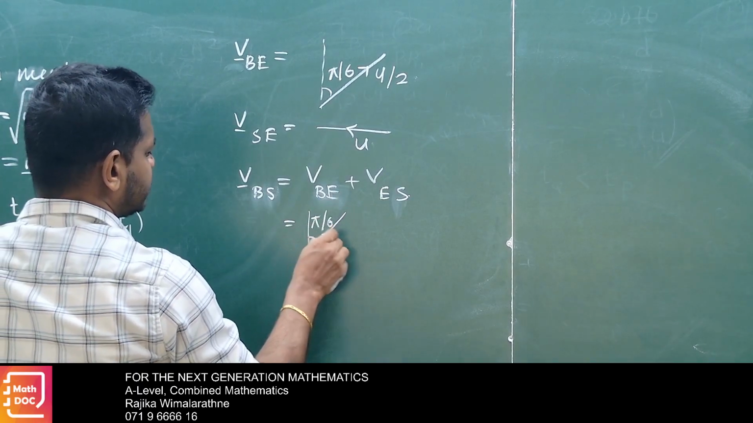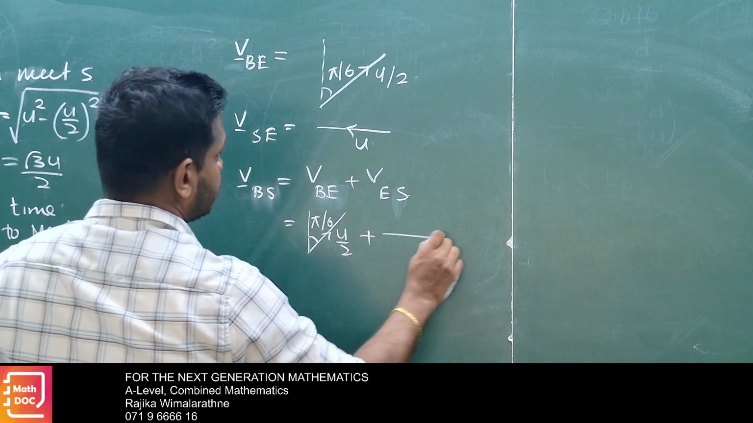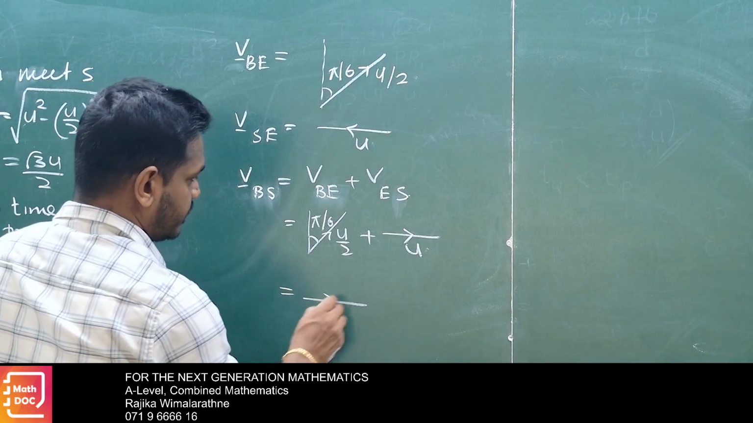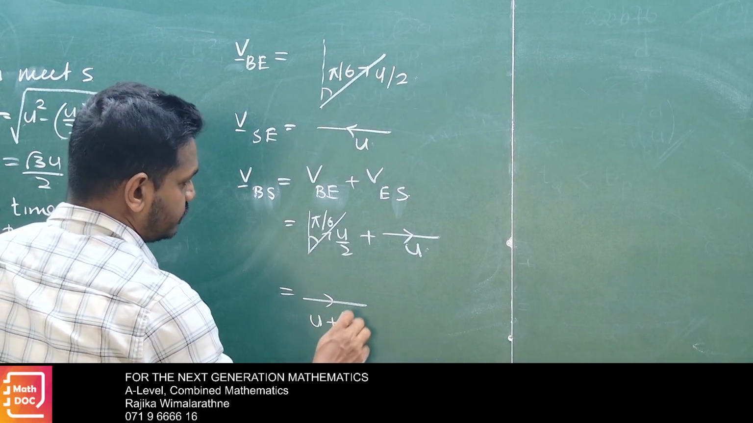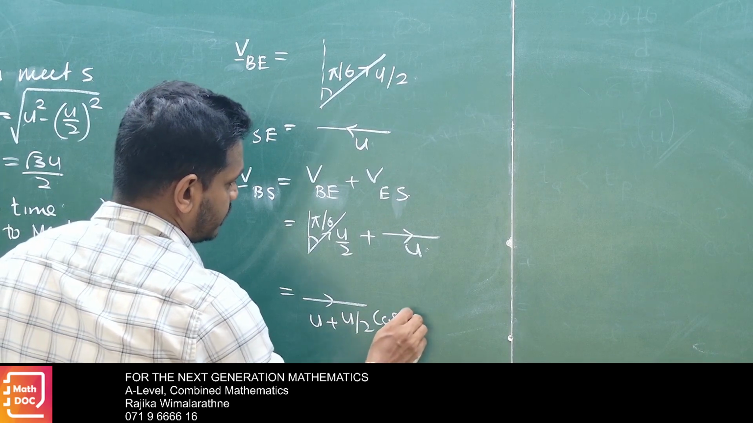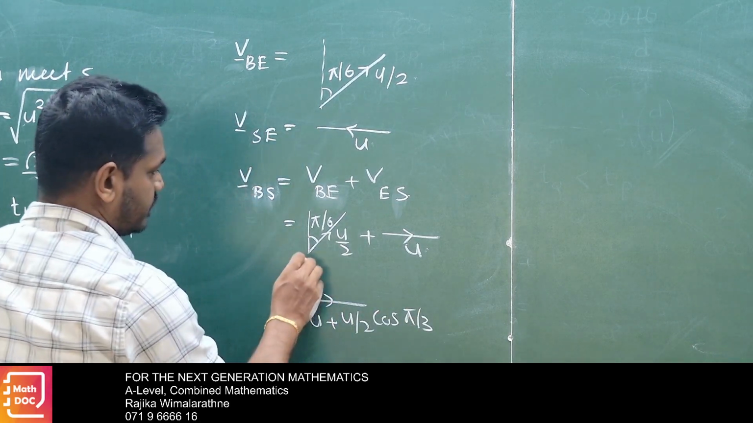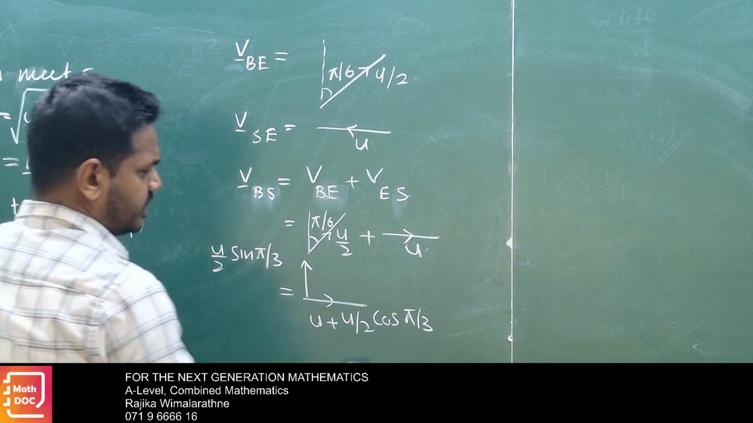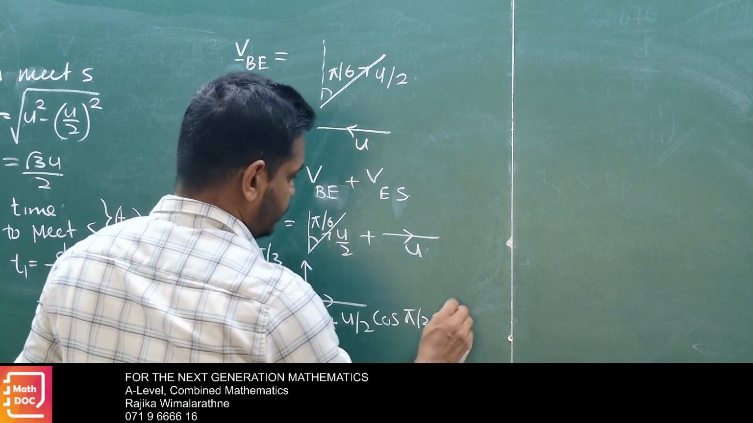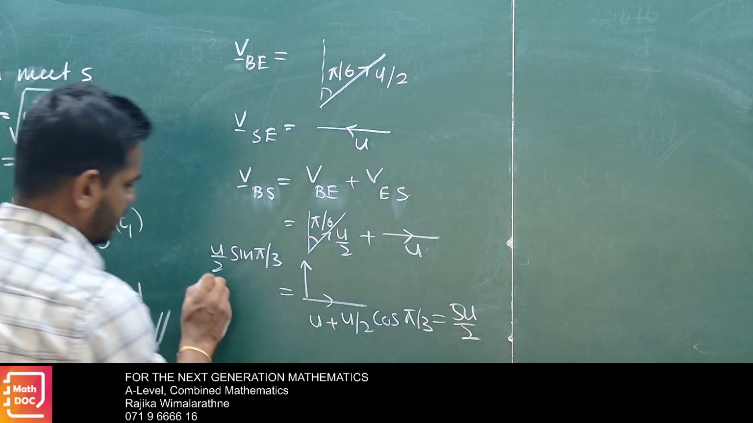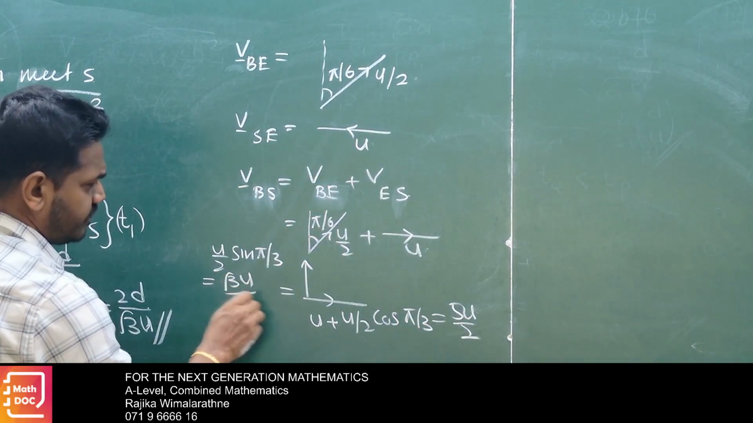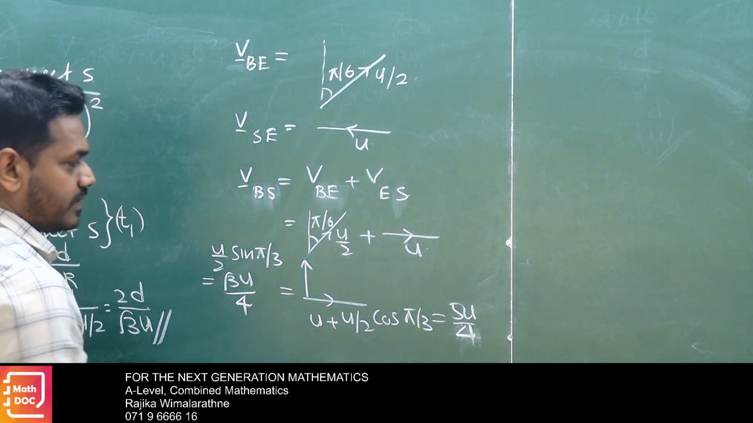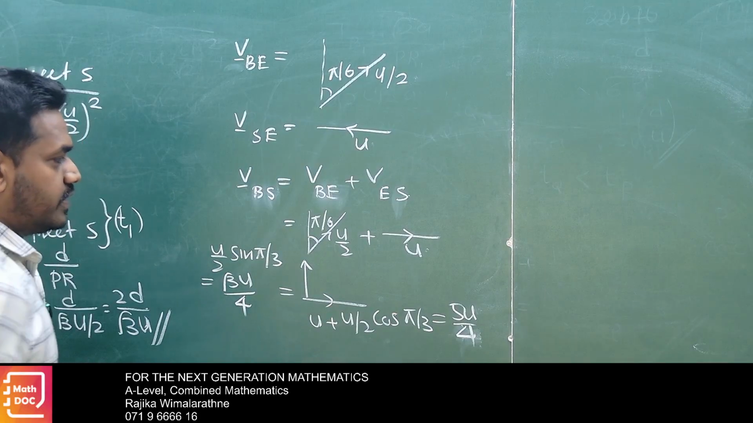Here pi by 6, u over 2. Here u. Then resolve: u plus u over 2 cos pi over 3, and u over 2 sin pi over 3. Then here 5u over 4, and here root 3u over 4. 5u over 4, no? Okay, here it is.